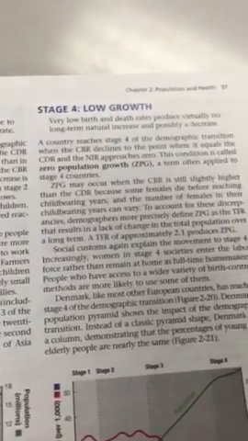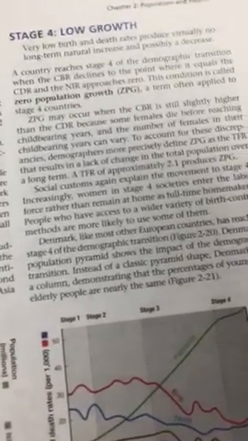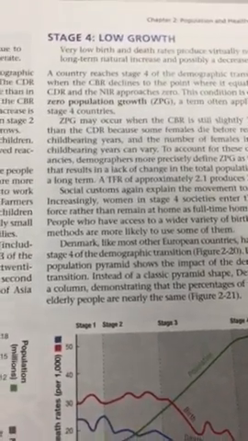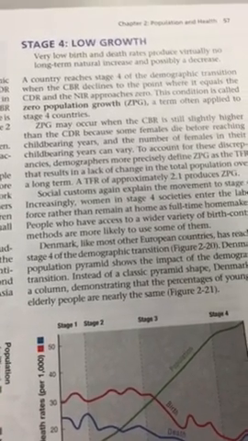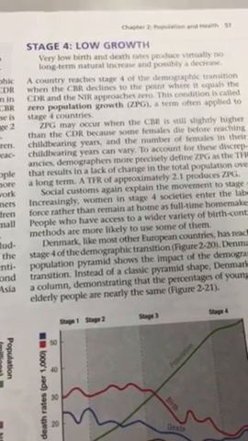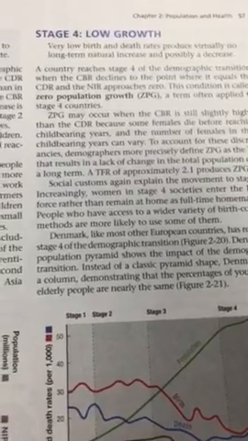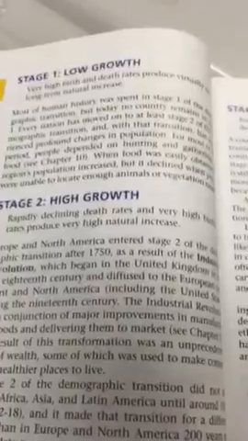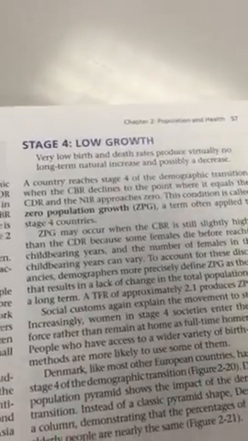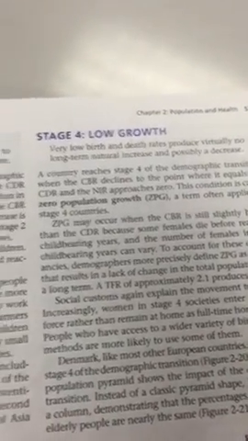But then you get to stage 4, which is low growth. This is about as high as it can be. This is what the United States is. This is what most of Western Europe is. And so basically what you have here is very low birth rates and very low death rates. So you've got no natural increase. So this is similar to stage 1, where you've got low growth, but the difference is you've got very low birth rates and death rates instead of very high birth rates and death rates.